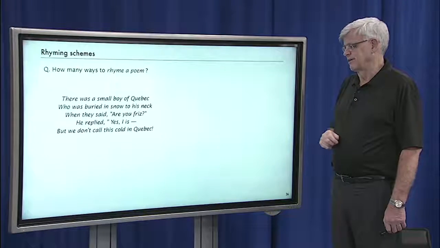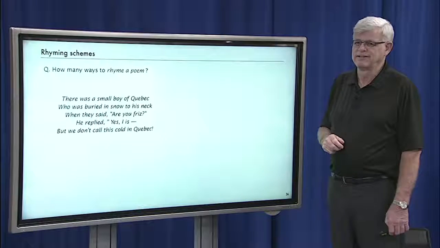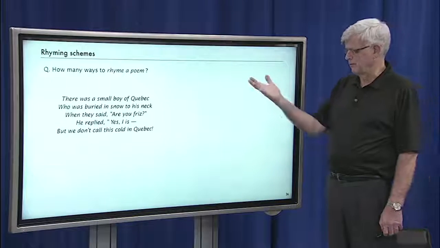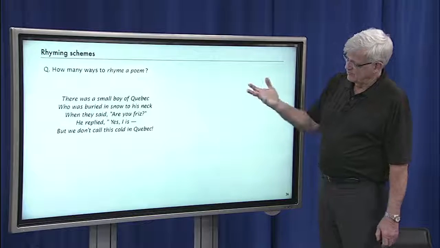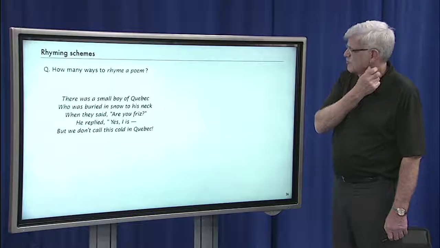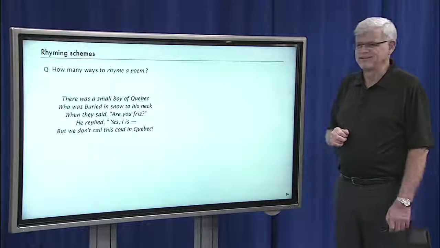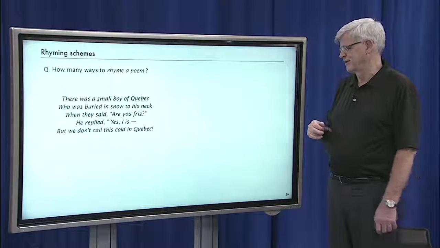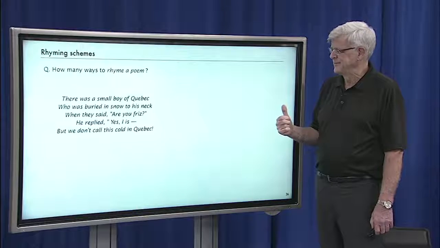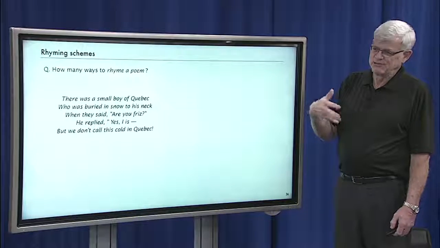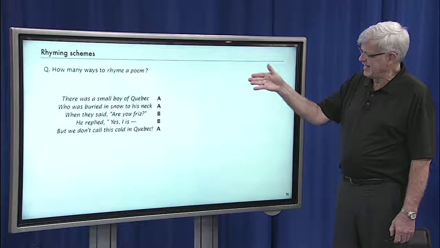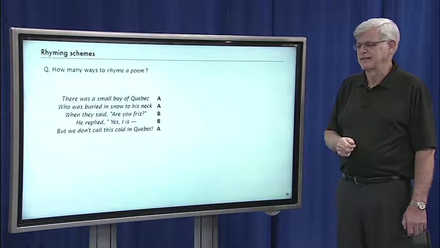Here's another famous application. This is about rhyming schemes for poems. So this is a limerick. There was a small boy of Quebec who was buried in snow to his neck. When they said, "Are you frizz?" he replied, "Yes, I is, but we don't call this cold in Quebec." So that's got the rhyming scheme, as do all limericks, A, B, B, A.